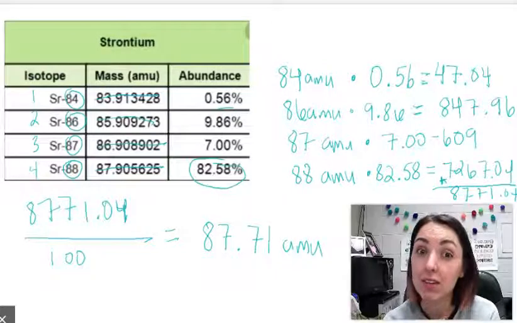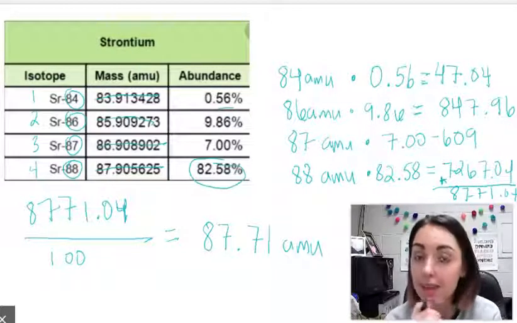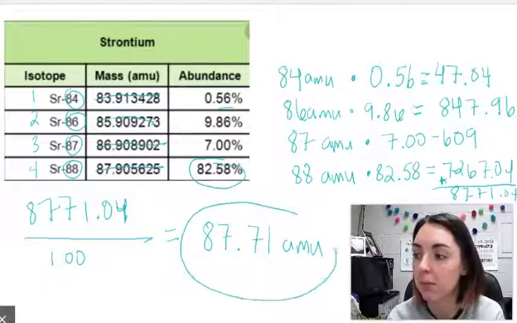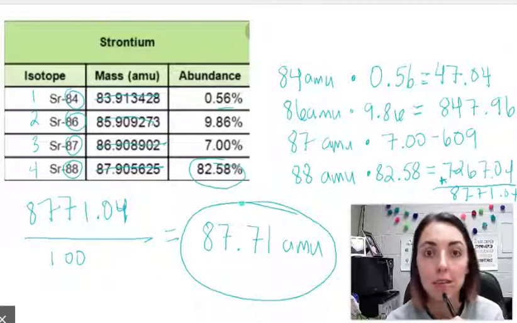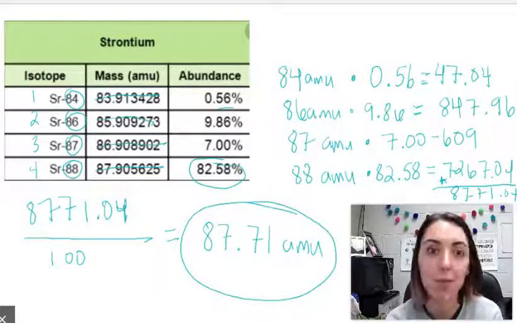It's always good to go in at the end and do that little check and say, does this make sense? In this case, it does make sense. So the average atomic mass of our sample is 87.71 AMUs, and that would be the number you would find on the periodic table for strontium.